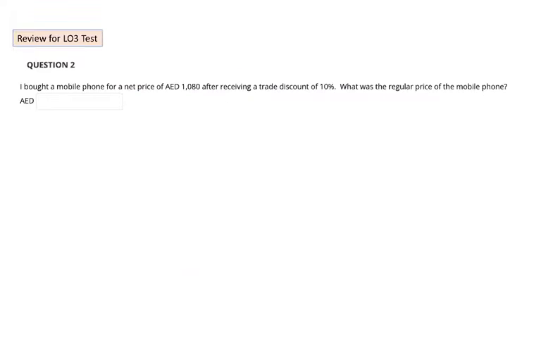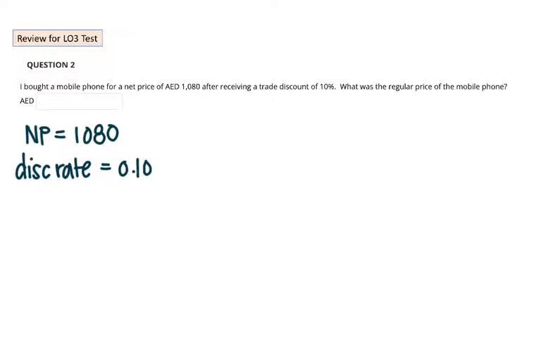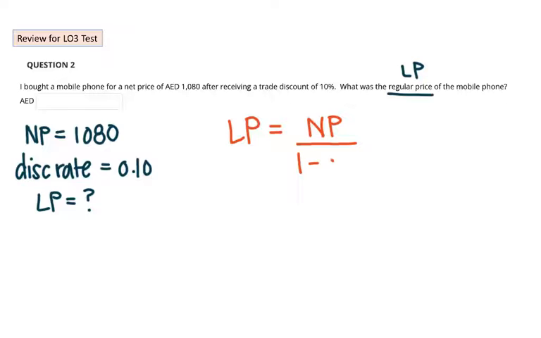Okay, now we'll just do a basic example. It says he bought the mobile phone for a net price of $1,080. Then the discount rate is 10% off. And I like to immediately write it as a decimal, 0.10. And we want to know the regular price. Well, another word for regular price, we call it list price or catalog price. So the formula I want you to use for that, it's actually not given in your formula sheet, but it's helpful to memorize. The list price is just the net price divided by the complement of the discount rate.